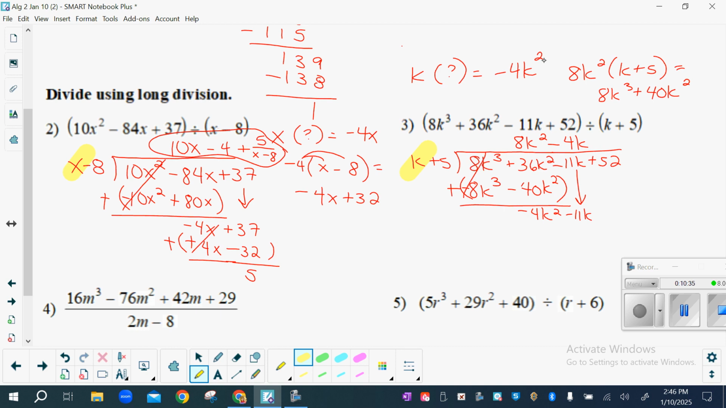Do you have a question? Yeah, how do you get the 4k? So what is it that you multiply k by to get negative 4k squared? There is a 1 in front of that. 1 times what is negative 4? Oh, yeah, so negative 4, and then k times what is k squared? Okay, does that make sense? So now we want to look at this negative 4k, and multiply it by the k plus 5.